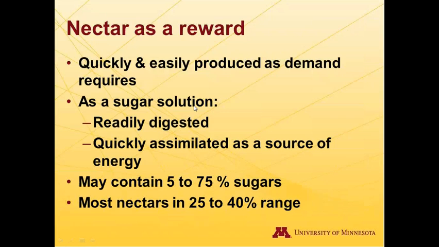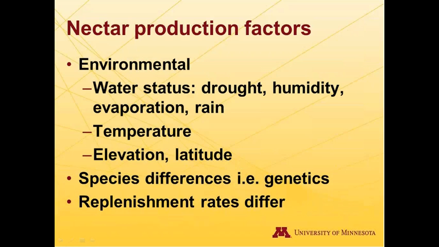So why is nectar good? Well, the plant can produce it easily, it's readily digested, it's a good source of energy. There is variation in sugars, but most are in the range that the bees would find attractive. From the plant's perspective, its ability to produce nectar is going to be related to the way the environment's running. If they don't have enough water, they're not going to produce nectar. If it's hot and dry, it might evaporate, which is why they've developed ways to protect it. Cold temperatures can shut down the plant, so they won't be producing it that way.